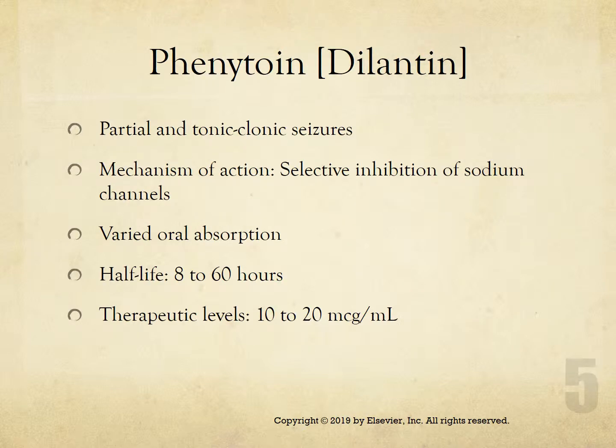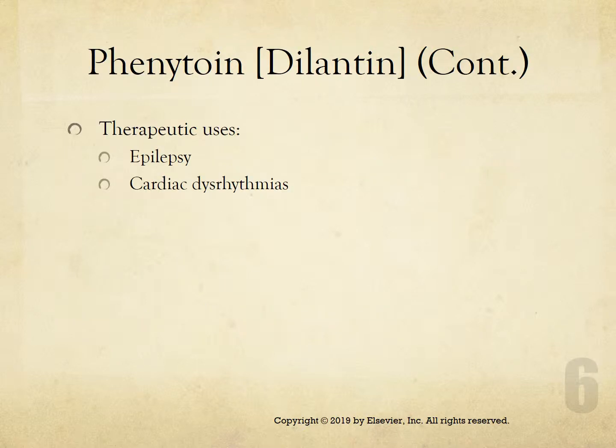So your Dilantin is used for partial and tonic-clonic seizures. Mechanism of action is selective inhibition of the sodium channels. You have varied oral absorption rates. Half-life is 8 to 60 hours. Therapeutic levels are needed for this drug, and it's between 10 and 20 micrograms per milliliter. Therapeutic uses are for epilepsy and for cardiac dysrhythmias.